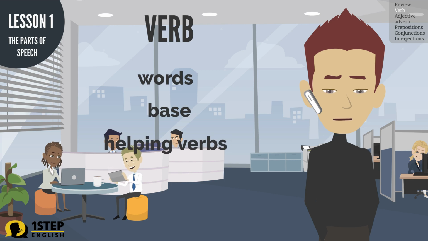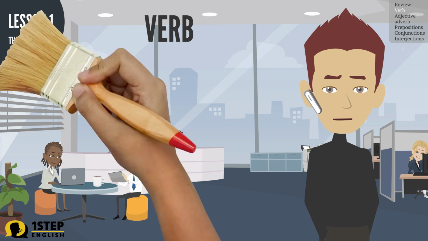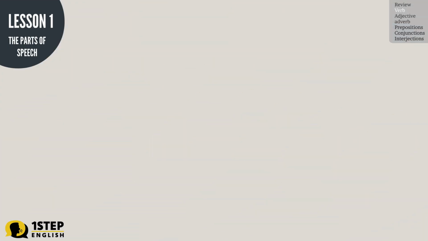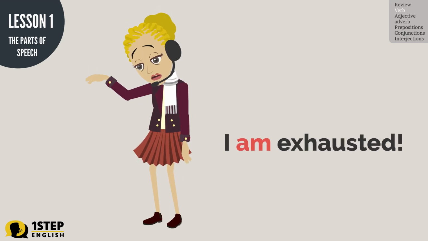In all tenses, except the present and past tense, the verb consists of several words, which are the base verb, which expresses the main action or state of being, and one or more helping verbs, which help indicate the tense, as well as the voice and mood. In the following examples, helping verbs are shaded with blue, and the form of the base verb is shaded with orange. For example, I am exhausted.